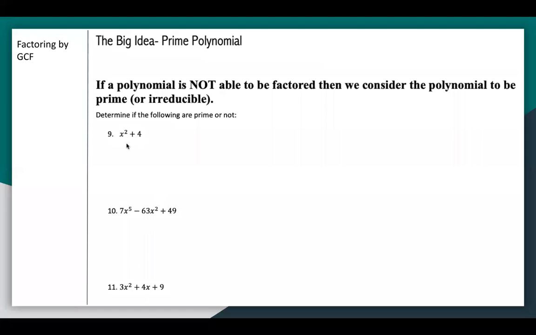So if I look at 9, I'm going to take x squared, break it down to its smallest parts. X squared is just x times x. 4 is 2 times 2. Well, if I look at this, x squared and 4 have nothing in common. There's 2 x's here. There's no x's in 4. In 4, there's 2 2's, but in x squared, there's no 2's. There's nothing in common. So in number 9, this is what we call prime. And so if you run into one of these types of problems, you'll just write prime and you'll be done.